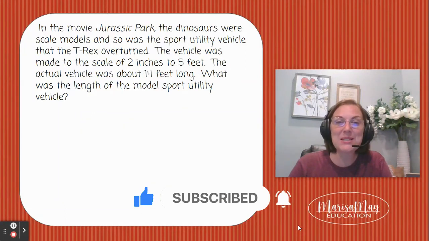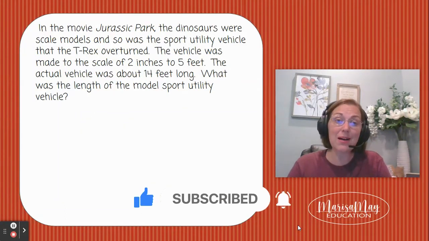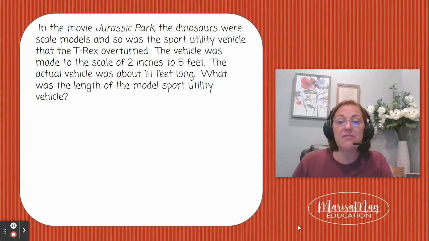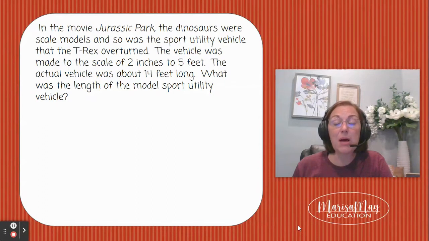In the movie Jurassic Park, the dinosaurs were scale models, and so was the SUV that the T-Rex overturned. Now, the vehicle was made to scale of 2 inches equals 5 feet. So the actual vehicle was about 14 feet long. We want to know what was the length of the model SUV.